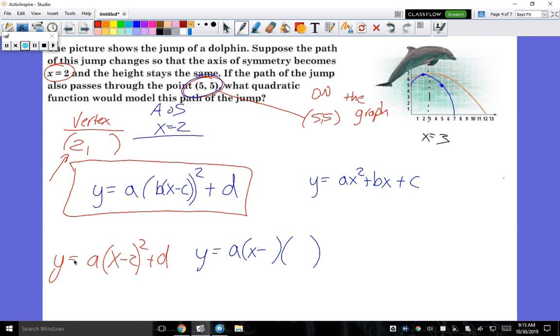Is there a D value that you can see from the graph? What's the D? Why is it 7? Why didn't that change? Because the height does not change. It stays at 7.